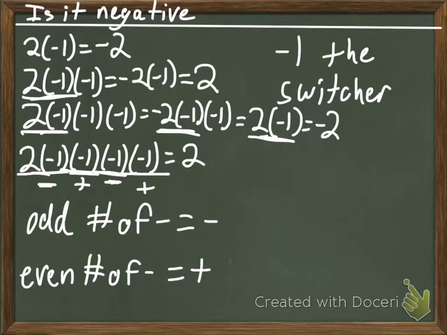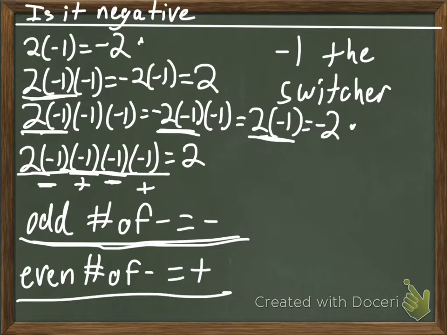So the rule of thumb to follow is this. If you have an odd number of negatives, then you're going to get a negative number. We had one negative 1, we got a negative 2. We had 3, we got a negative. If we had 5, we get a negative. If there's an even number, it turns into a positive. So here we got a positive, here we got a positive. If we had 6 negative 1s, we'd have a positive 2 again.